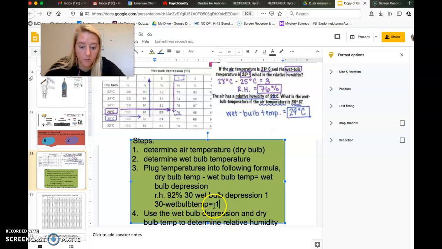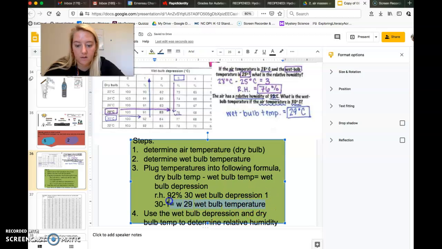You would add the wet bulb temp, which is a variable. So we're going to change this to variable W. You would add it to both sides so that we can isolate it. Now we still need to isolate it, so we're going to subtract 1 from each side. Those ones are going to cancel out, so we can delete them. Then we do the math problem right here. 30 minus 1 is 29. So 29 degrees is our wet bulb temperature.